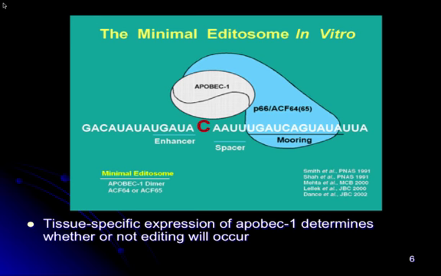In humans, do humans express ApoB1 in the liver? No, because we don't edit. All of our VLDL have ApoB100. What about our intestinal cells? Do they express ApoB1? Yep, because we make chylomicrons with B48.